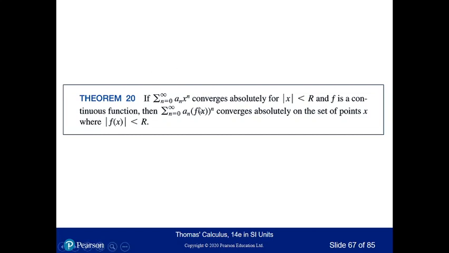Okay, so as you would know, if you have a series that's converging absolutely in the radius of convergence r, and if you have a function f, if we compose f with x, then the new series that we get is going to be converging absolutely, and it's going to converge for all x where the absolute value of f is less than r.